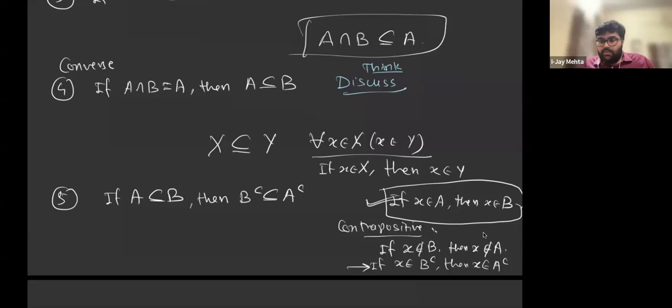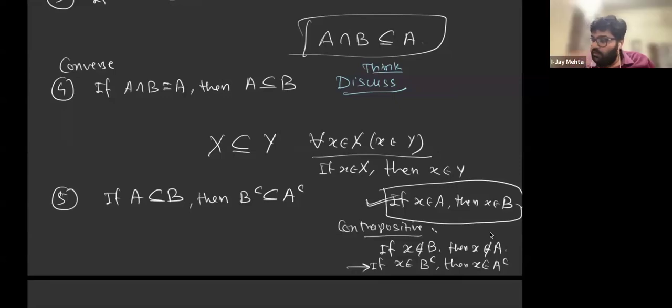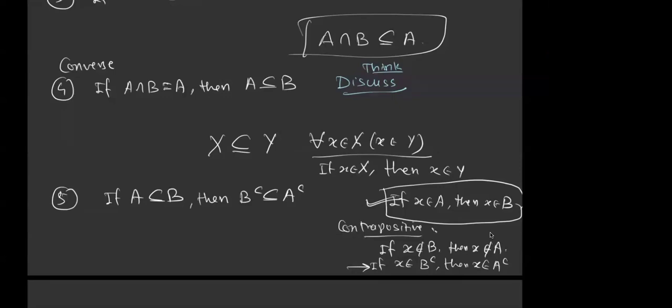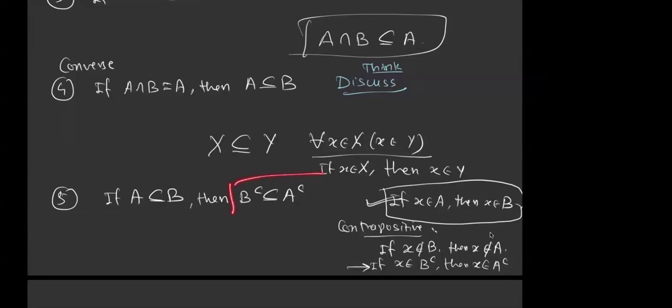Okay, but how do we prove this? Tanya? Sir, we will start with an arbitrary element of the complement. Now, what is given? That A is a subset of B. What do we have to prove? B complement is a subset of A complement.